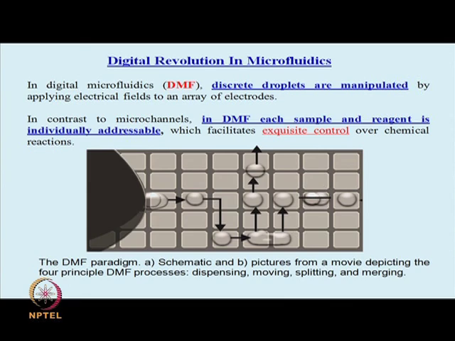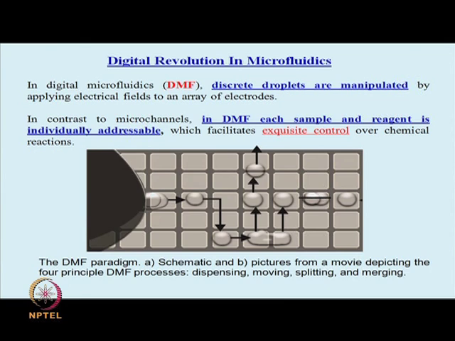Now, this is an interesting picture where I would like to spend some time. We would like to see how discrete droplets can be manipulated by electric fields on an array of electrodes. So, this checkerboard that you see, all these are individual electrodes. This is a large droplet of, let us say, an electrolyte, and you are first going to split this droplet, first going to extract a droplet out of this larger pool of liquid. So, what you do is you switch this on. This electrode is switched on while the other electrode is switched off.